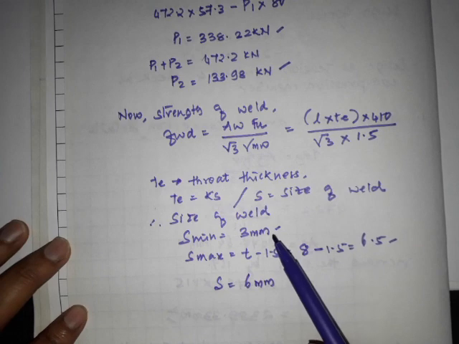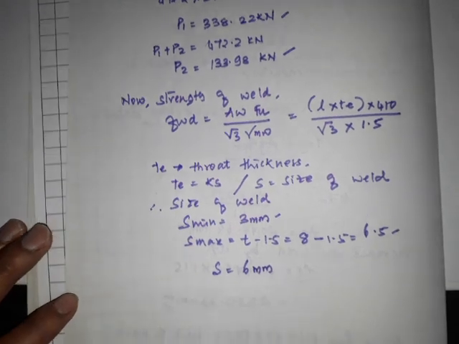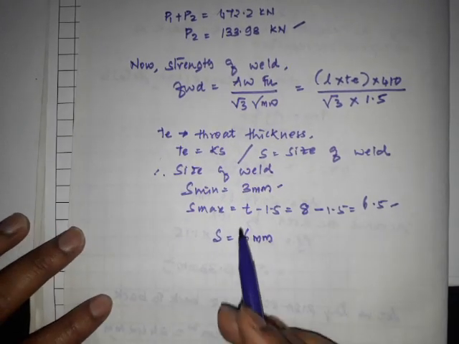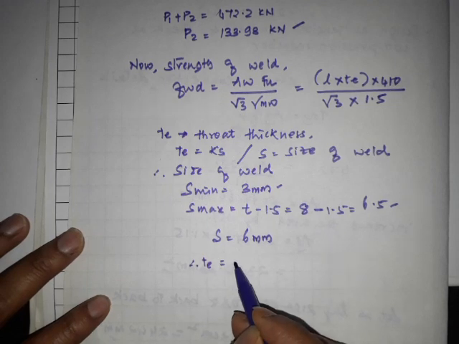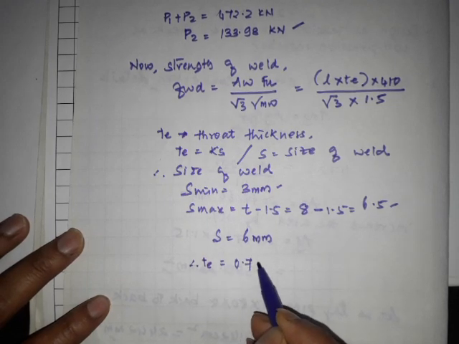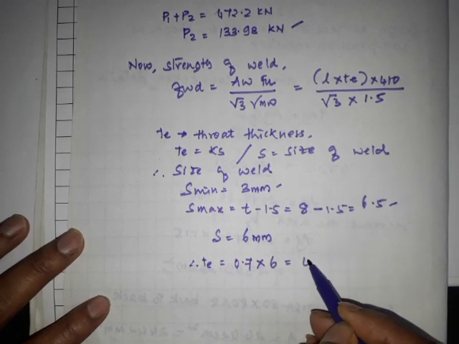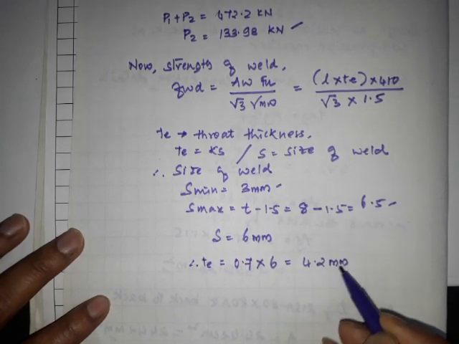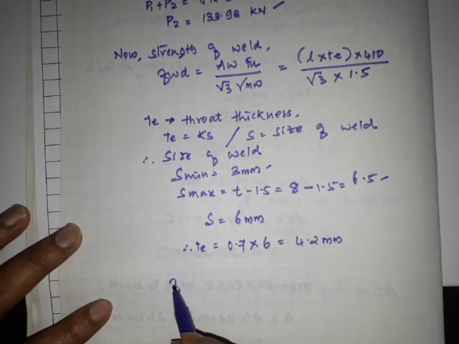What do you have to assume? You have to assume the size of weld between 3 mm to 6.5 mm. So we have assumed 6 mm. Okay, so here, therefore the T will be K into S. So the K is 0.7 and size S. So we get T is equal to 4.2 mm. So go back and substitute here and we will get FWD.